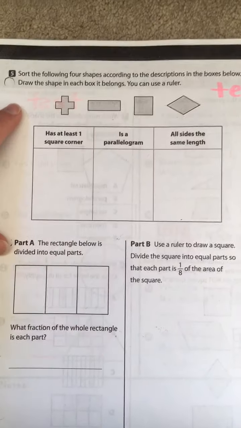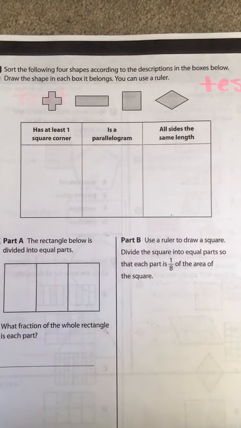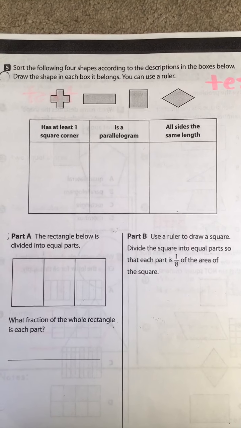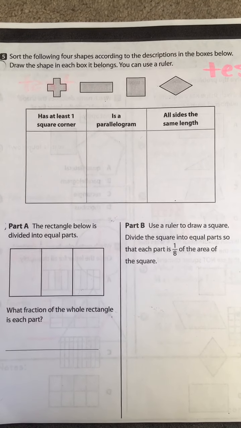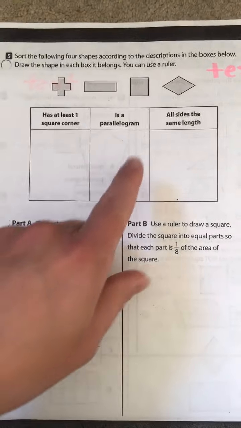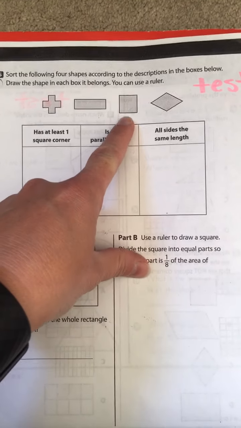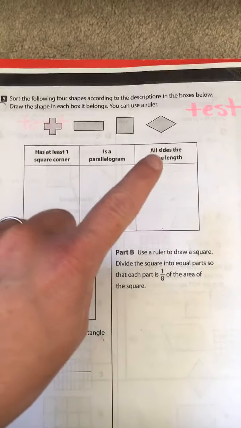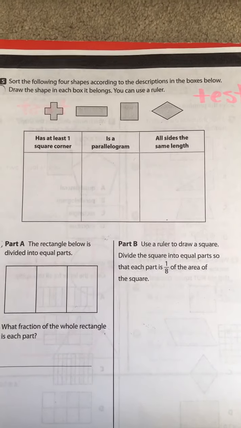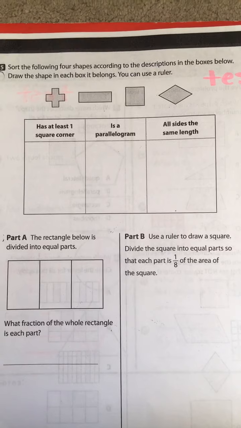And last but not least, I really felt like I needed to go over this. Okay, it says sort the following 4 shapes according to the descriptions in the boxes below. Draw the shape in each box it belongs. You can use a ruler. What this is telling me is that one shape, for example, that awesome square, might belong in more than one box, okay? I might see a square here. I might see a square here. I might see a square here. And that applies to all 4 of these shapes. They fit into multiple categories, okay?